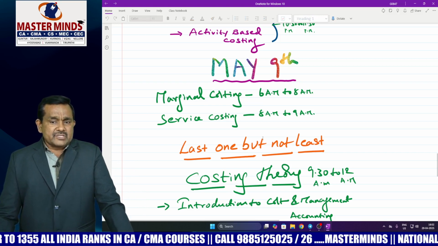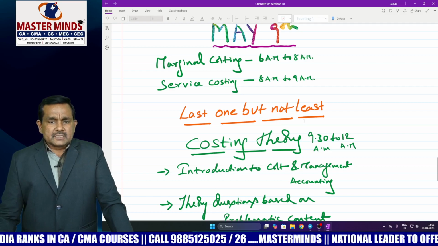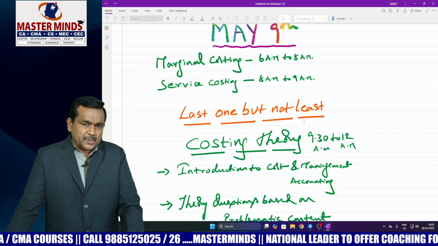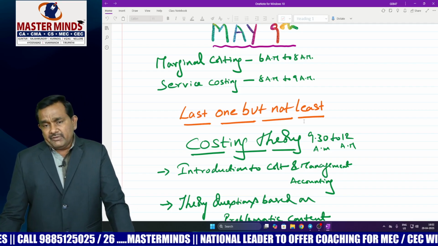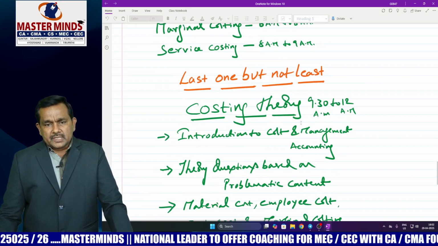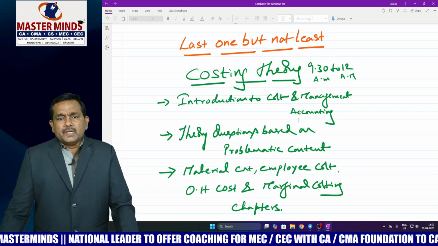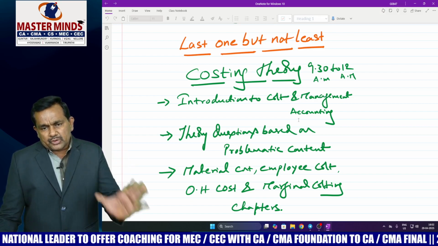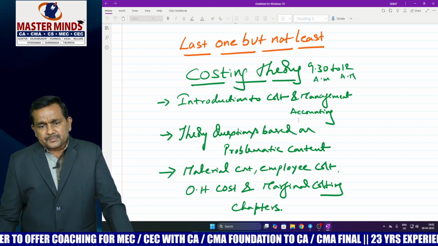Next, service costing. This is the last chapter. So purely arithmetic calculations are very important, sir, in service costing. Mainly concentrate on transportation costing, hotel costing and hospital costing, sir. These three are very important from the examination point of view, right? So last one but not least, that is costing theory, sir. So in costing theory, introduction to cost and management accounting, we will expect definitely one question, sir. Damn sure question.